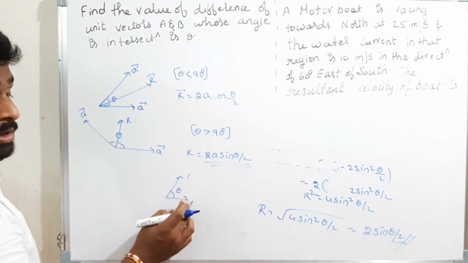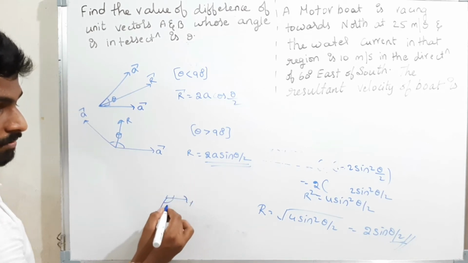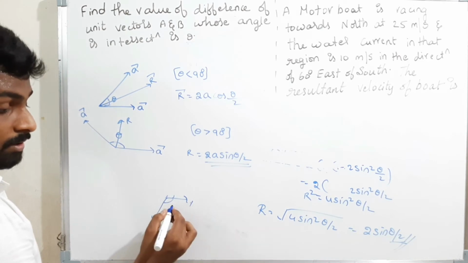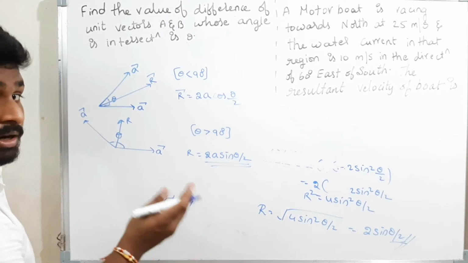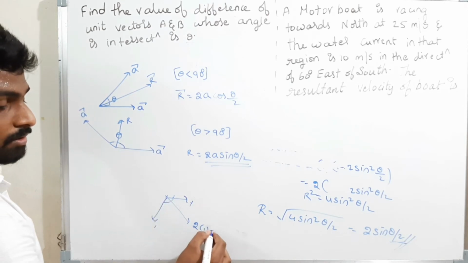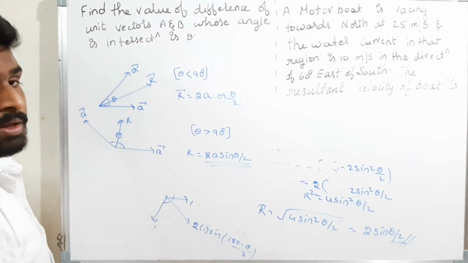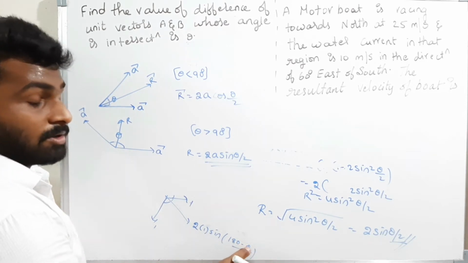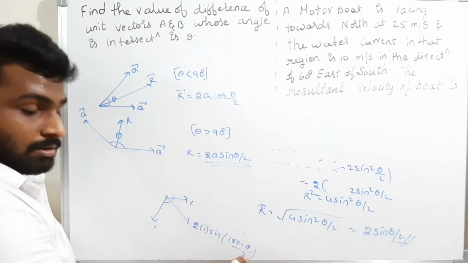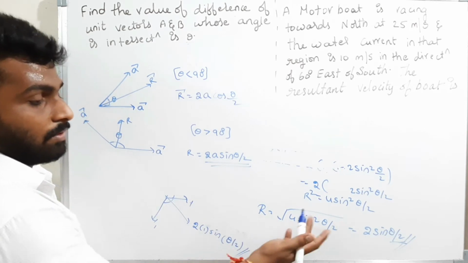But they told to find a minus b. That means this one I am reversing. What is the angle? 180 minus theta, which is greater than 90. If it is greater than 90, then the resultant is 2 into 1 into sin (180 minus theta) by 2. 180 minus theta, sin of that is nothing but sin theta only. Therefore, sin theta by 2. That is the answer. Directly I can find it.